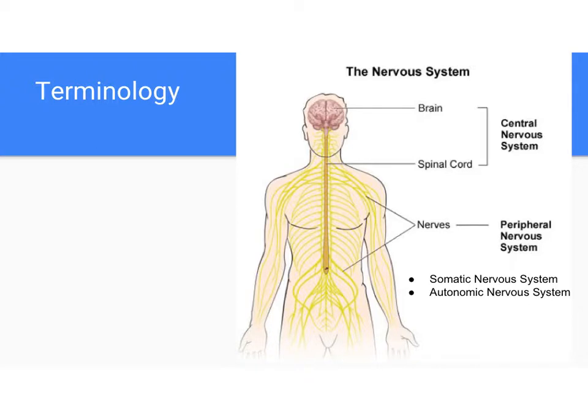The nervous system is divided into both the central nervous system and the peripheral nervous system. The peripheral nervous system is further divided into the somatic nervous system and autonomic nervous system, whereas the central nervous system is divided into the brain and the spinal cord.